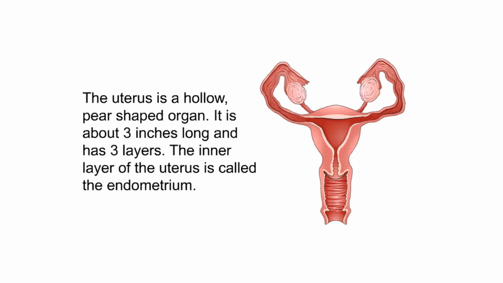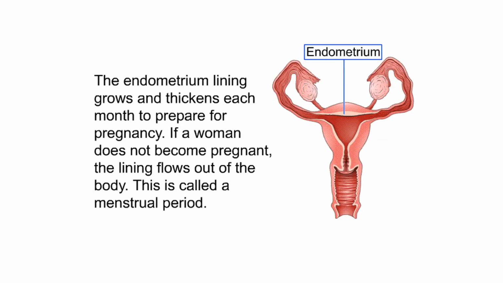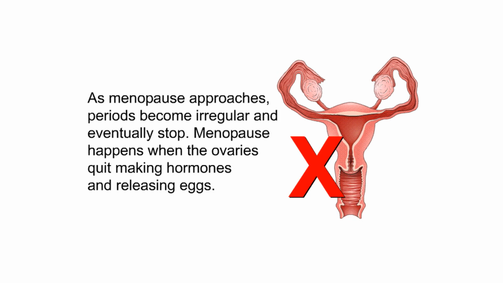The uterus is a hollow, pear-shaped organ. It is about 3 inches long and has 3 layers. The inner layer of the uterus is called the endometrium. The endometrium lining grows and thickens each month to prepare for pregnancy. If a woman does not become pregnant, the lining flows out of the body. This is called a menstrual period. As menopause approaches, periods become irregular and eventually stop. Menopause happens when the ovaries quit making hormones and releasing eggs.